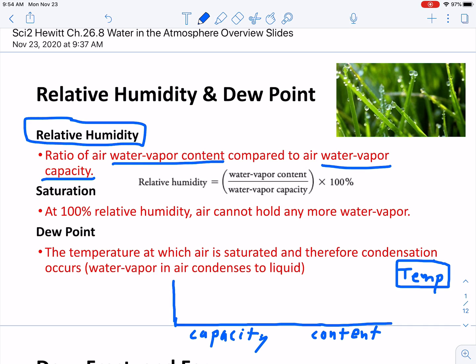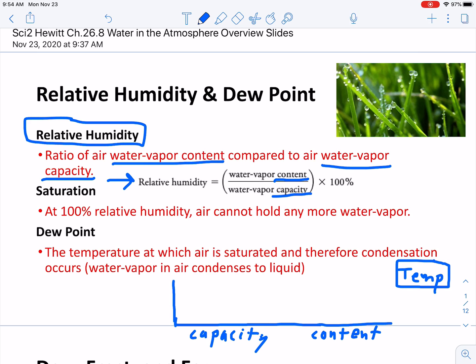So relative humidity is calculated using the equation you can see here. Not something we've done any math with yet, but just to emphasize again that you're just comparing the content, how much water vapor is actually present in the air around us at any given time, versus the capacity, which is how much water, again, the air could hold at that temperature.